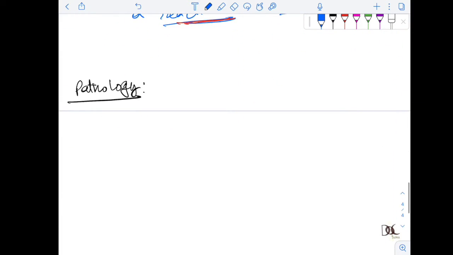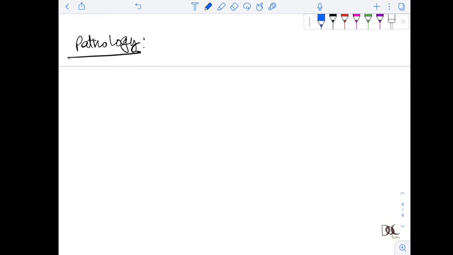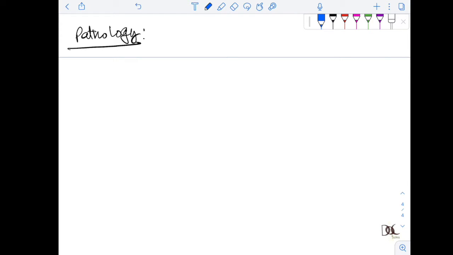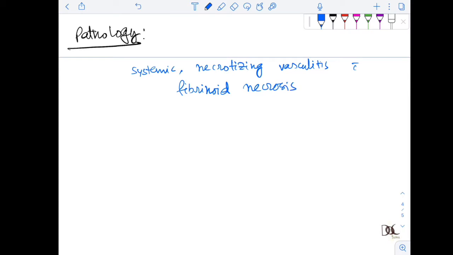Now, what is the pathology? The first thing that you should know is it's a systemic. Each and every word is important. It's a systemic necrotizing vasculitis with fibrinoid necrosis. What is that? What is fibrinoid necrosis? Fibrinoid necrosis is nothing but the deposition of fibrin in the necrotic debris.